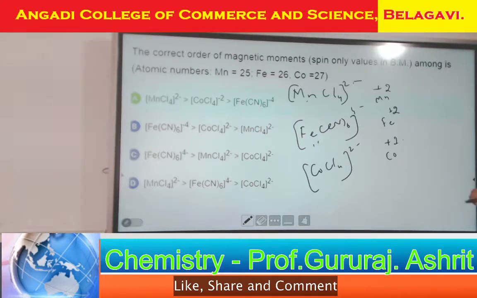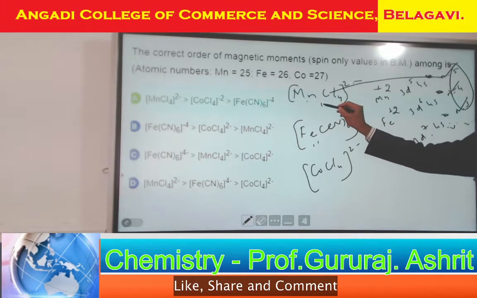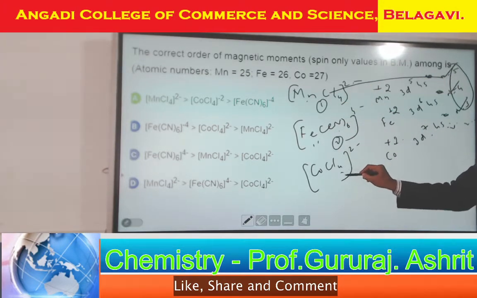Go for the atomic number and configuration: 3d5 4s2, 3d6 4s2, 3d7 4s2. I am writing the atomic numbers of the metals. Remove 2, it is left with n equal to 5. Remove 2, it is left with n equal to 4. Remove 2, it is left with n equal to 3. Here you got the answer. n equal to 5, n equal to 4, n equal to 3. This is high, this is medium, this is low. Give this number 1, this number 2, this number 3.